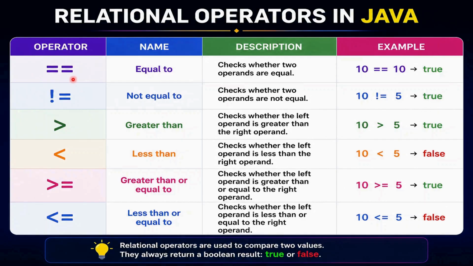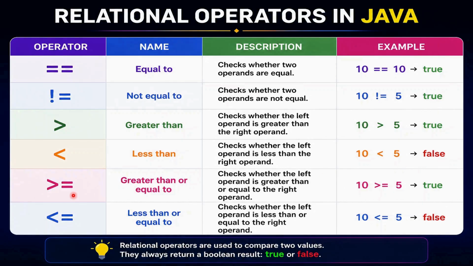First one is double equal to. It checks whether two operands are equal. Example, 10 double equal to 10, which returns true. Second is not equal to. It checks whether two operands are not equal. For example, 10 not equal to 5, which is obviously true. Third is greater than. It checks whether 10 is greater than 5. Yes, it is true. Next is less than. It checks whether 10 is less than 5.